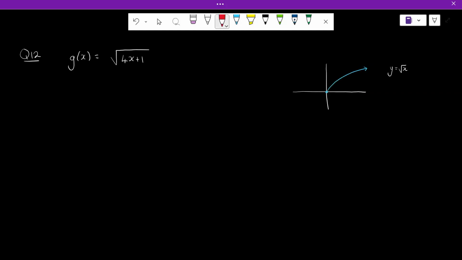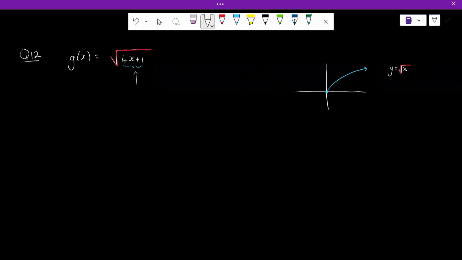But the key thing here is if we have a square root, so we have here the square root of 4x plus 1, whatever is under the square root can never be negative. You can never square root a negative number. For example, if you try square root negative 2, you'll see that you get an error on your calculator. So we're trying to find what is the biggest domain of x that will work for this function. We just got to keep in mind that whatever's under the square root can never be negative.